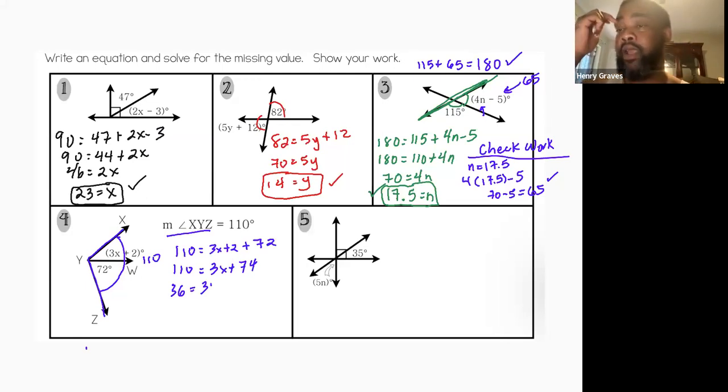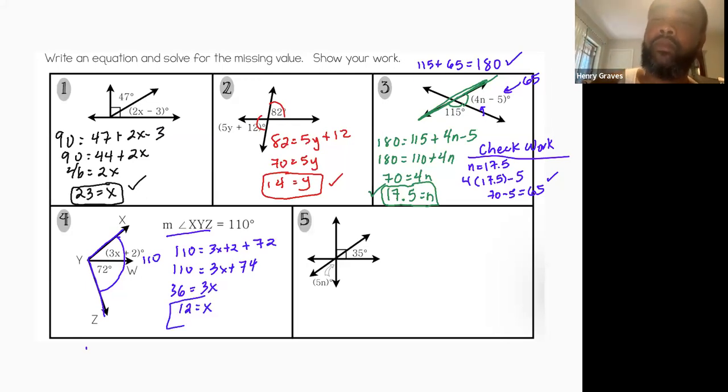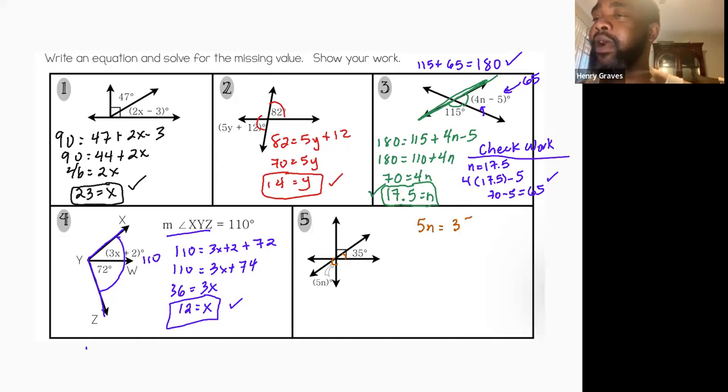Now the last one here, I'm simply going to take them both and make them equal to one another, because these are both vertical angles on number 5. 5n equals 35. Divide both sides by 5, so n equals 7.